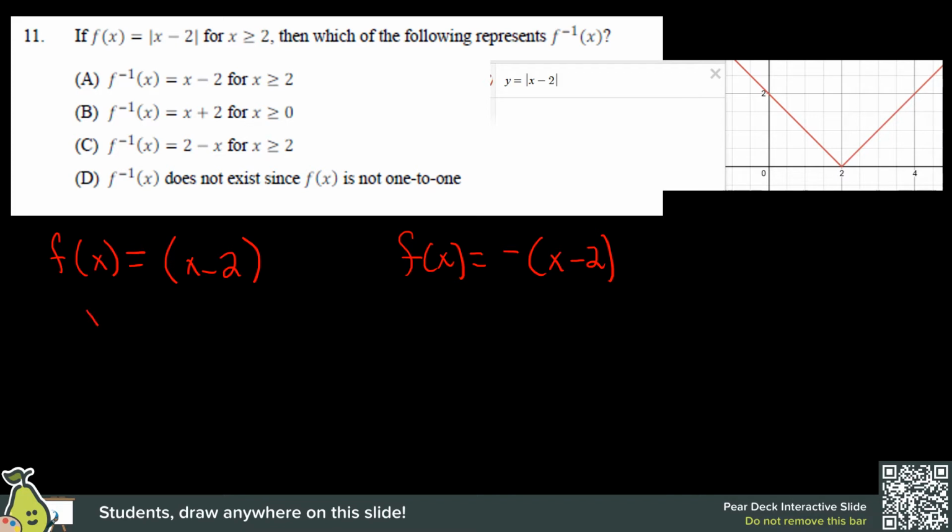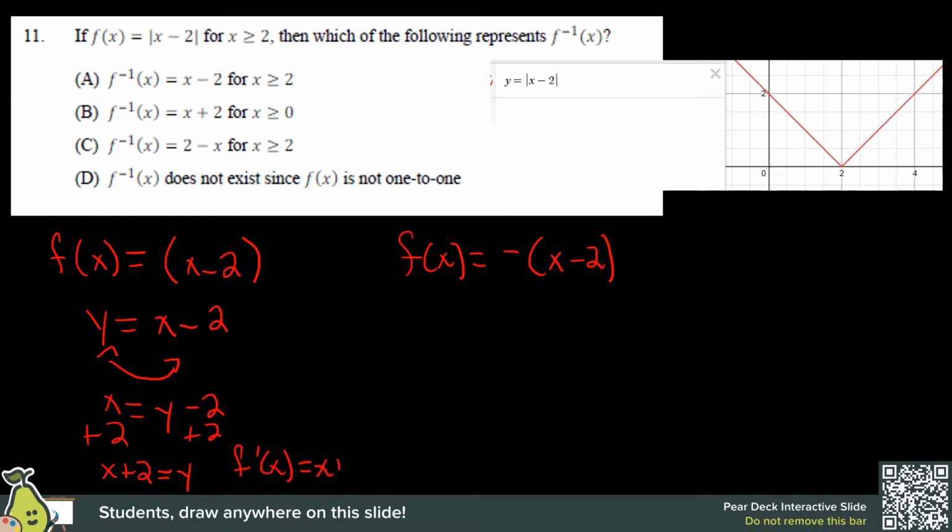So what we'd end up getting is y equals x minus 2. We want to switch our x and y because we are solving for inverses. So x equals y minus 2. And then we want to isolate y, so we'd add 2 to both sides. And we get here that x plus 2 equals y. So f inverse of x equals x plus 2. So this is one inverse. And then we'll talk about the domain in just a bit.